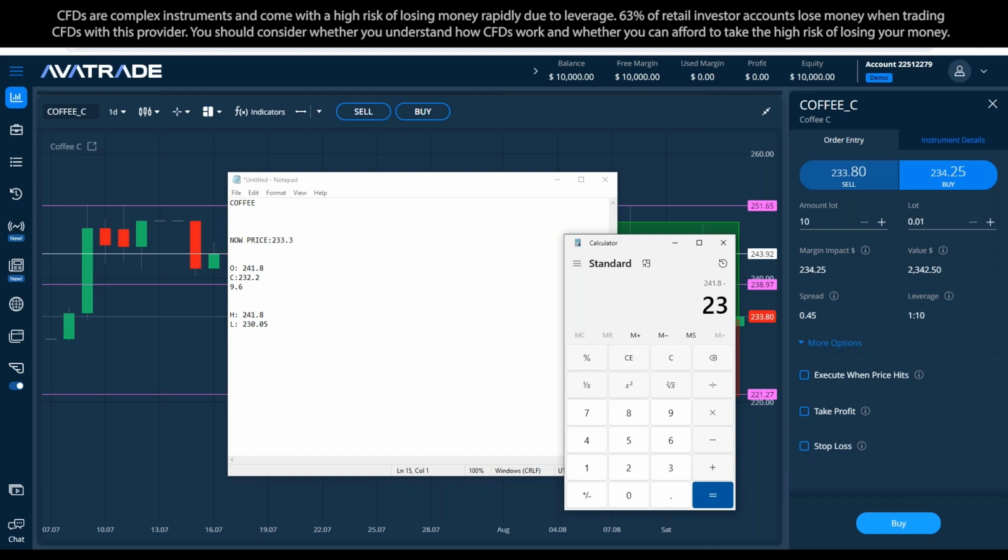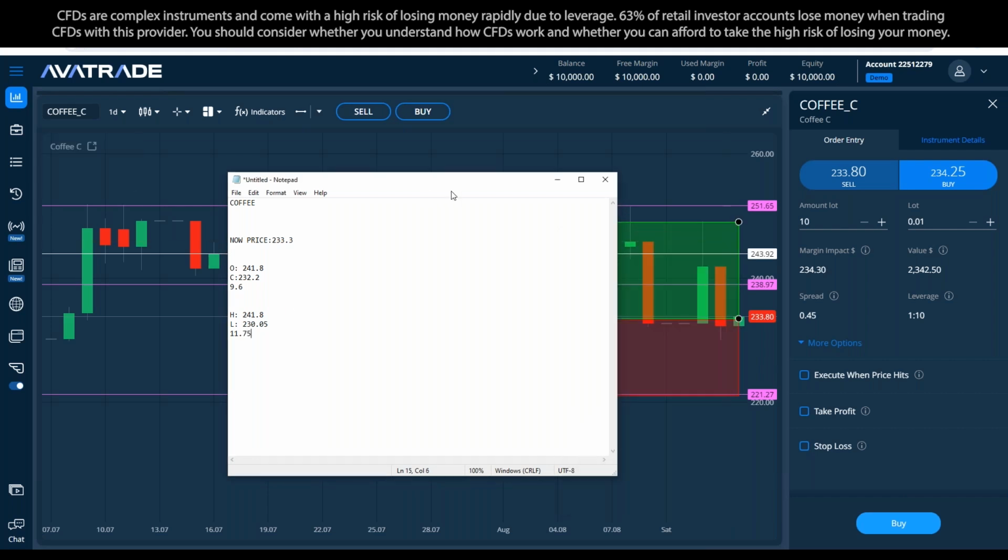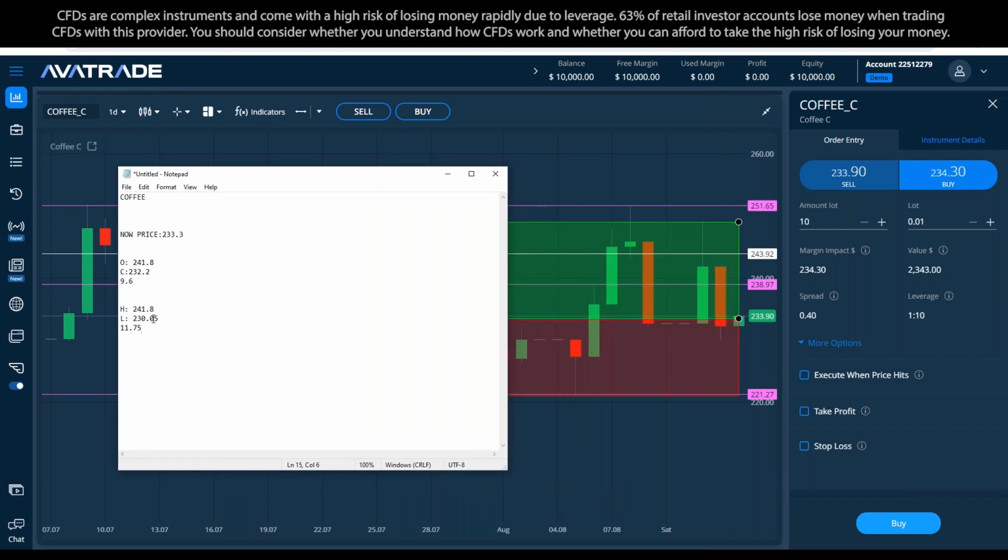And between the open to the, oh, sorry, this one is the bottom and the top. This one is the open and the close. So that's the beginning of the trading session and the end of the trading session. Now I can see two intervals. We have 9.6, which is from here to here, and we have 1175, which is from here to here, and that's not bad at all.